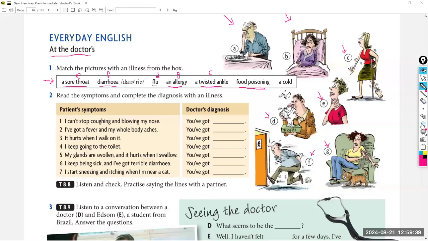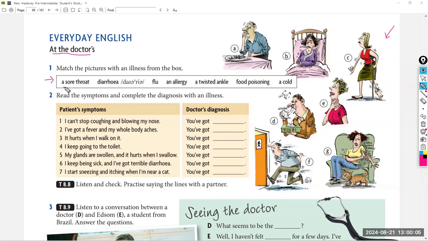Okay, guys, so today we are going to discuss the lesson of at the doctors. Now, in this box, we have some diseases. Let's match these diseases with the pictures that we have in this page. First of all, I have to read the diseases for you. Then you have to match them with the pictures that we have.